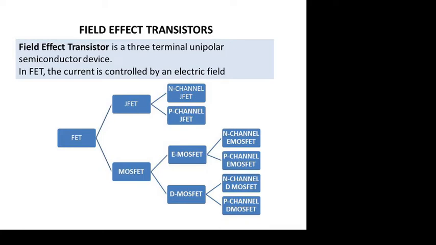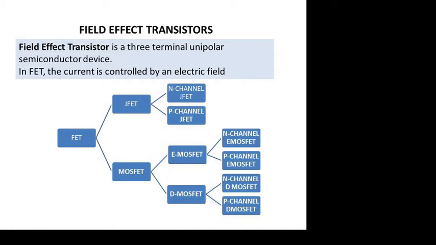The field effect transistor. The field effect transistor is a three-terminal unipolar semiconductor device. Unipolar means current conduction is only through that of the majority carriers. The FET is a voltage-controlled device. The current in the FET is controlled by an electric field, hence the name field effect transistor.